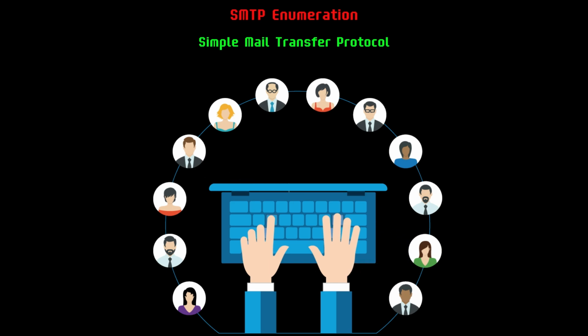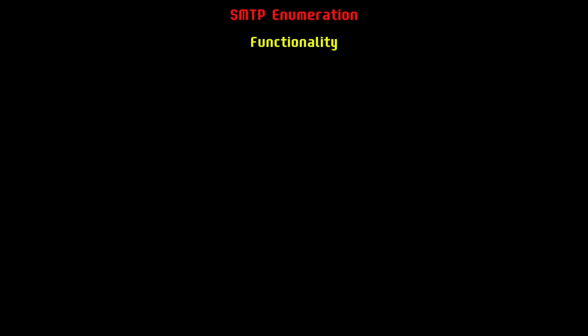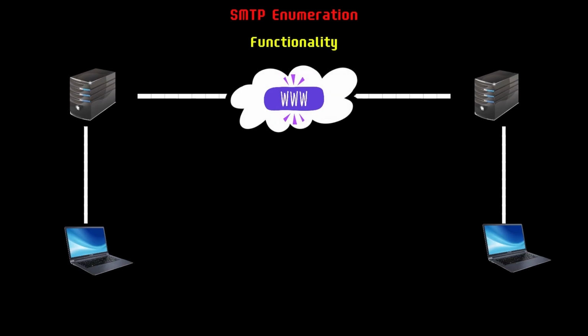Here are some key points about SMTP. Number 1. Functionality. SMTP is primarily used for sending emails from a client to a server or between servers. It does not handle the retrieval of emails. That is typically done using protocols like Post Office Protocol or Internet Message Access Protocol. Number 2. Ports. SMTP commonly operates over port 25. For encrypted communication it uses port 587.